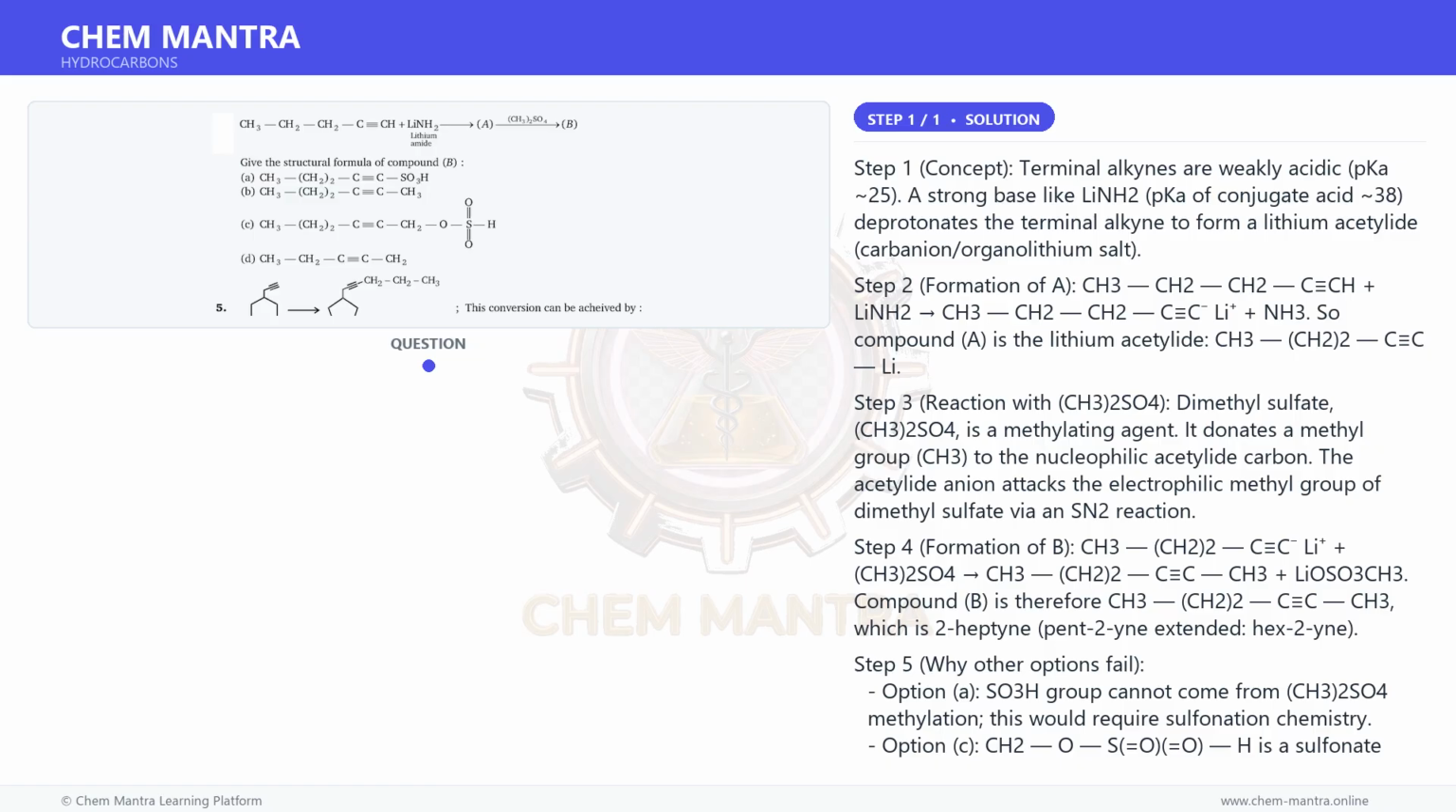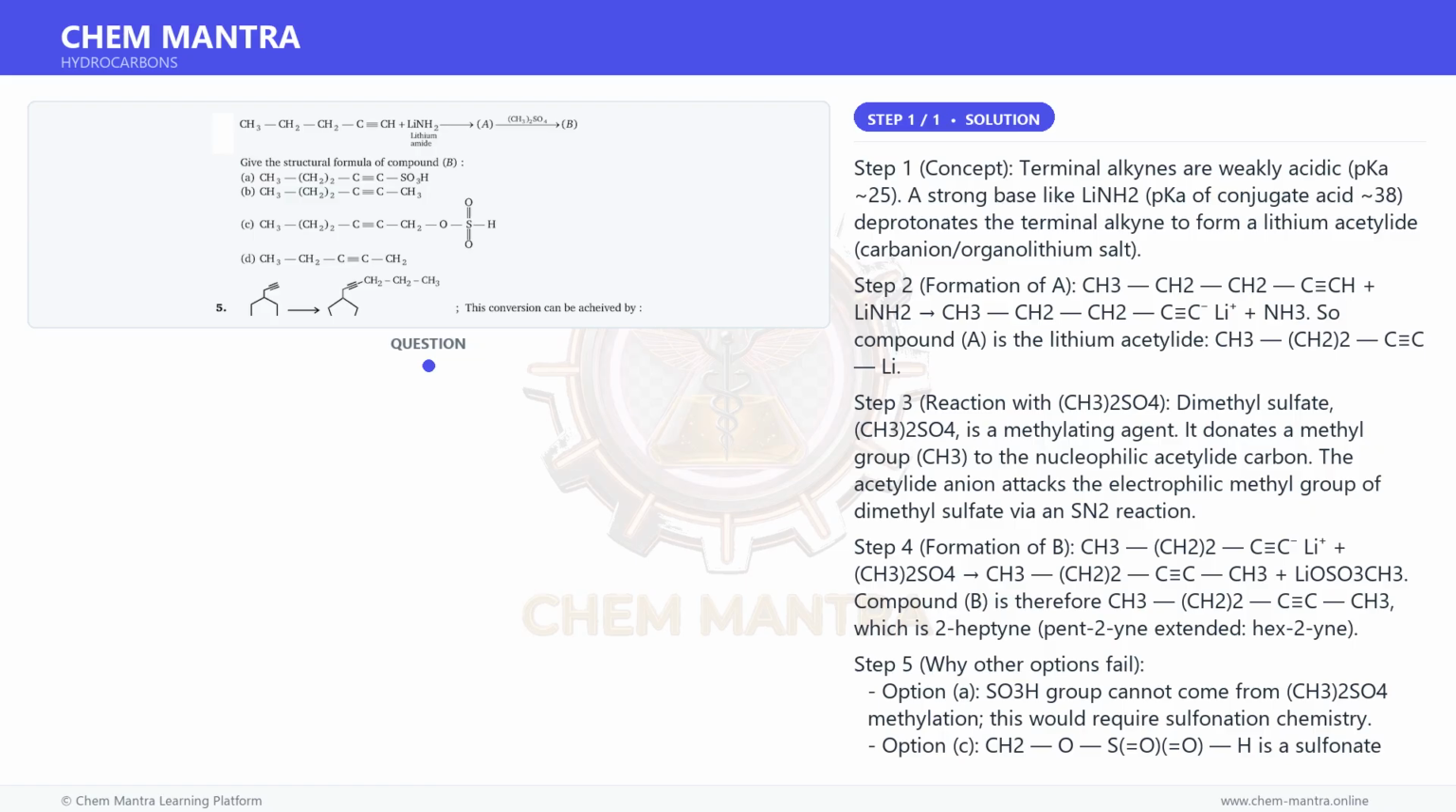Step 4. Formation of B: CH3CH2CH2C≡CLi + (CH3)2SO4 gives CH3CH2CH2C≡CCH3 + LiOSO3CH3. Compound B is therefore CH3CH2CH2C≡CCH3, which is 2-hexyne.